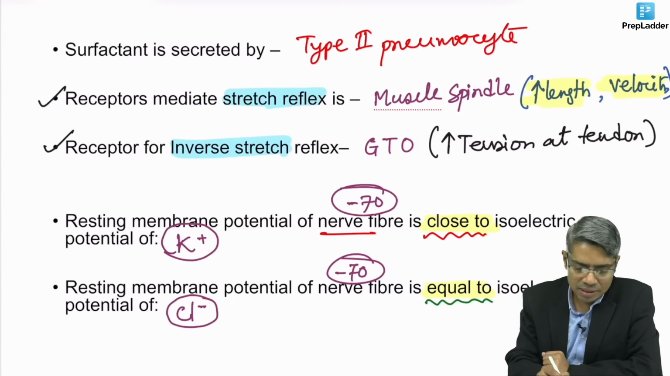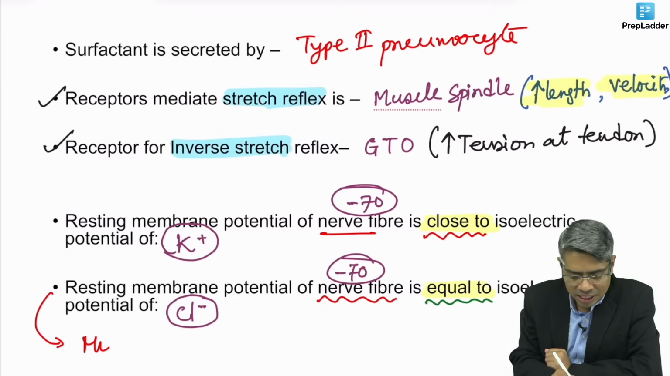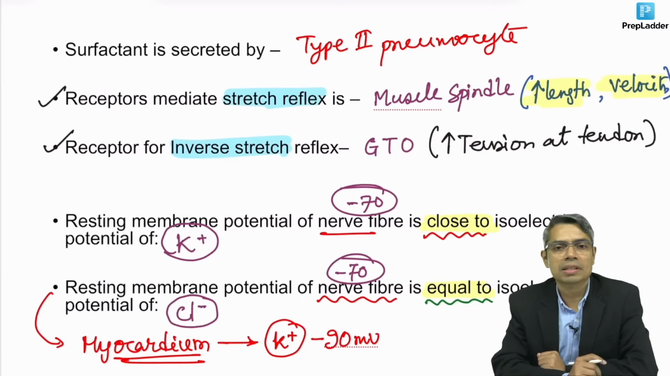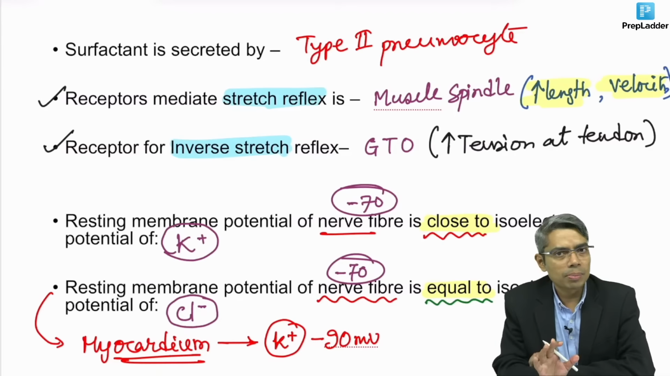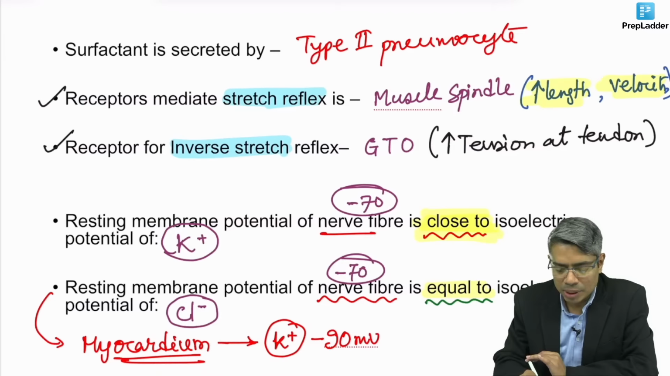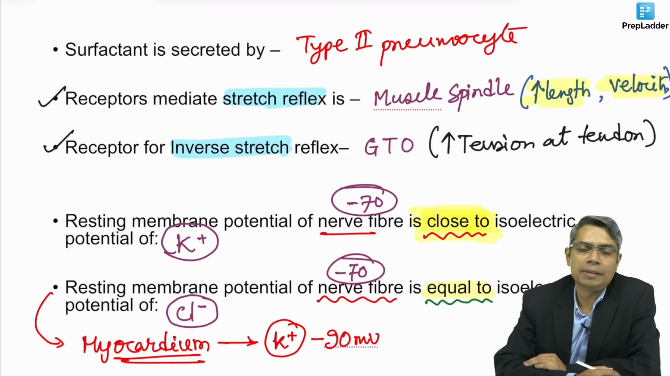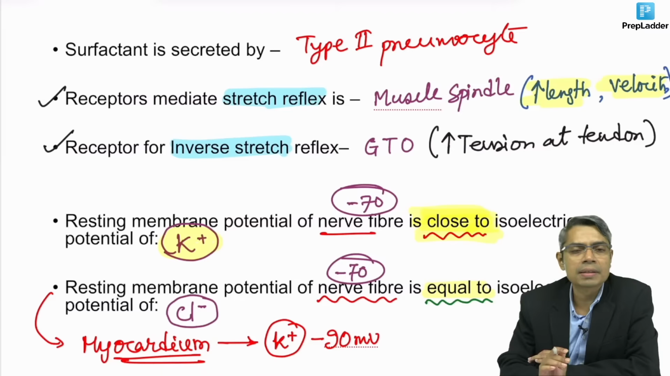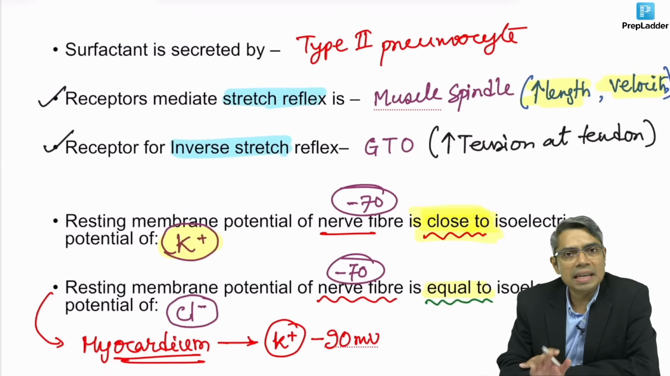Similarly, if I change this question, suppose I have changed it from nerve fiber to myocardium, then the answer will again be potassium, because potassium has an equilibrium potential of minus 90 millivolt and the myocardium also has an RMP of minus 90 millivolt. So, all of you are getting this concept: whenever the question is about close to equilibrium potential, close to isoelectric potential, of which ion, the answer is always potassium, whether it is nerve fiber, myocardium, smooth muscle, cardiac muscle, anything, right.